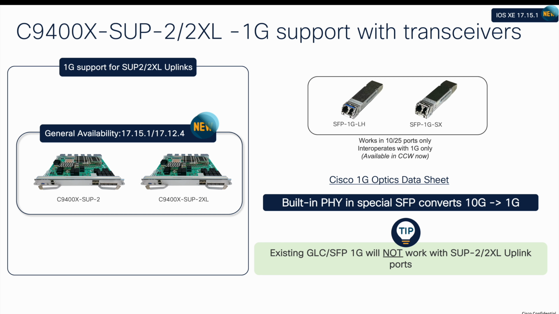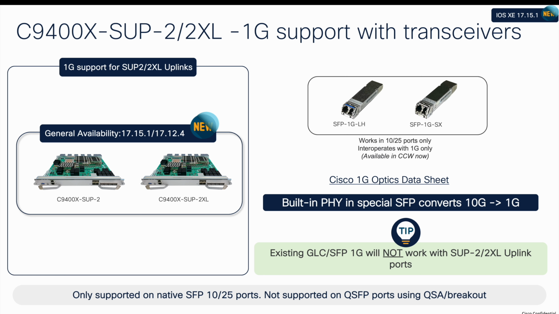And by the way, these are orderable now. 1 gig speeds are possible on the 9400X SUP2 and SUP2XL chassis with these two specific SFP modules. Note, this capability is supported on native SFP 10 and 25 gig ports, and not supported on QSFP ports using QSA or breakouts. Existing GLC SFP 1 gigs will not work with SUP2 and SUP2XL uplink ports, just as a note there.